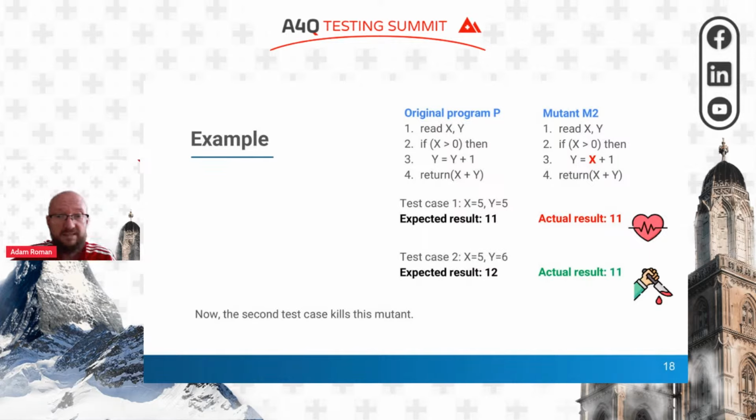Let's say for x equals 5, y equals 6. And now for the second test case, the expected result would be 12, but the actual result will still be 11 because of this x in place of y in line 3, right? So the second test case killed the mutant because the expected result was different than the actual one.